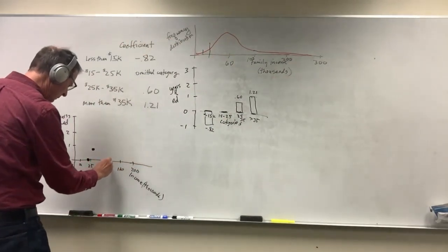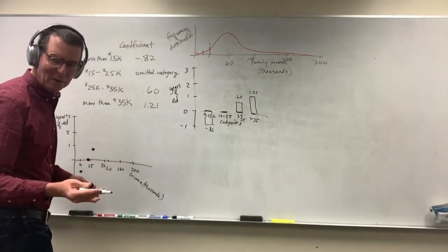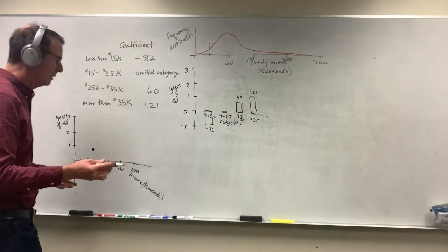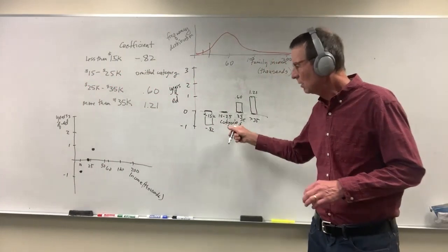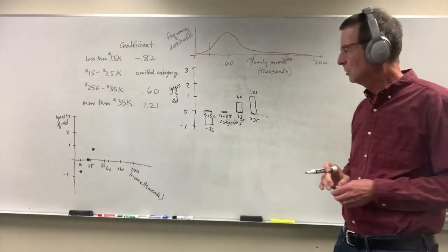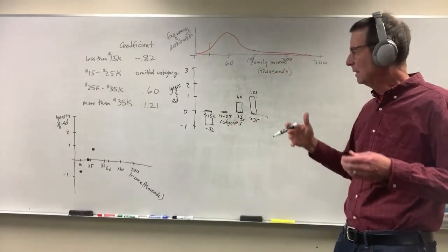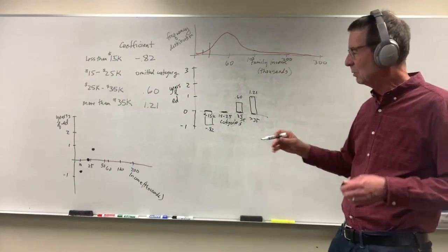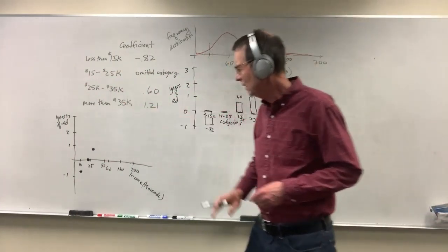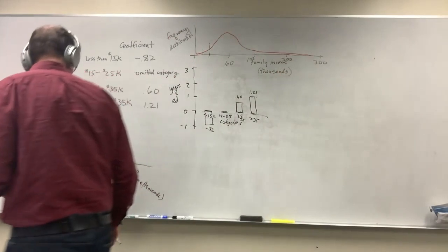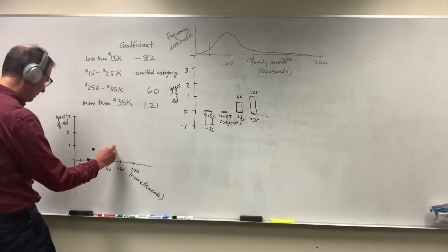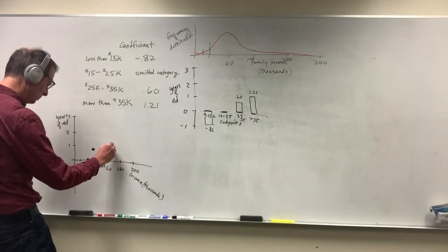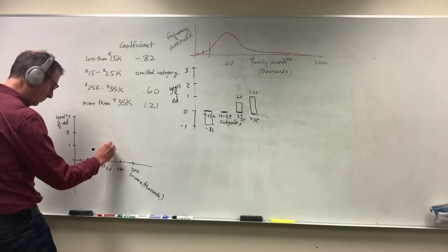So again, you don't have to know that number, but you have to understand that you're trying to convert a bunch of categories into a continuous distribution. So you have to know what the income is to associate with the more than 35K. And it's probably around 70,000 or so. So we get 1.21, something like that.